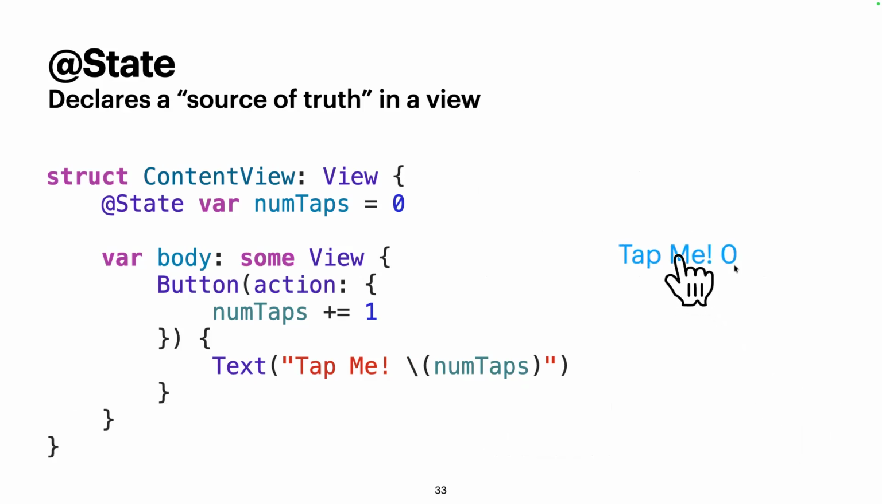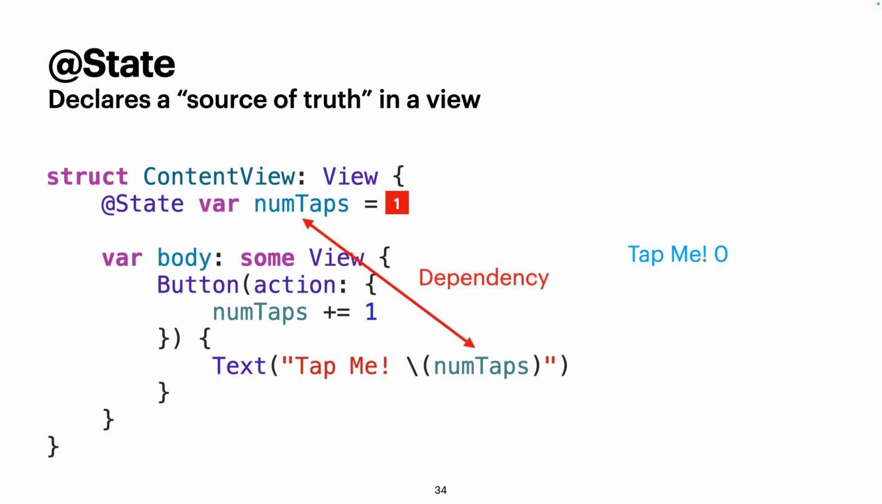Now, what happens when I tap on this button? The value of numTaps changes, and SwiftUI will say, hey, are there any views that are using numTaps? Or in other words, are there any views that form a dependency to numTaps? In this case, our button does, because the content of this button depends on numTaps. So since there exists a dependency, SwiftUI will tell this button to re-update itself using this new updated value of numTaps. So now we see "Tap me 1". If I tap one more time, numTaps becomes 2, and the button will re-render itself, so now it shows "Tap me 2".